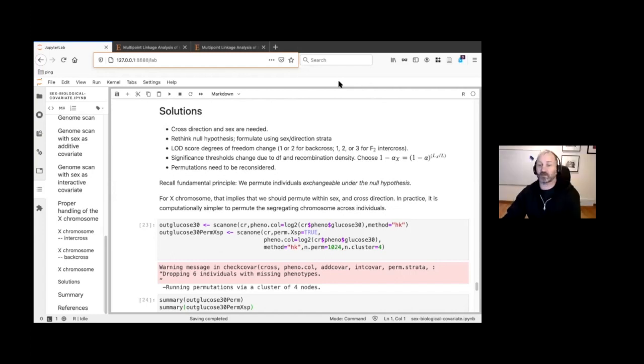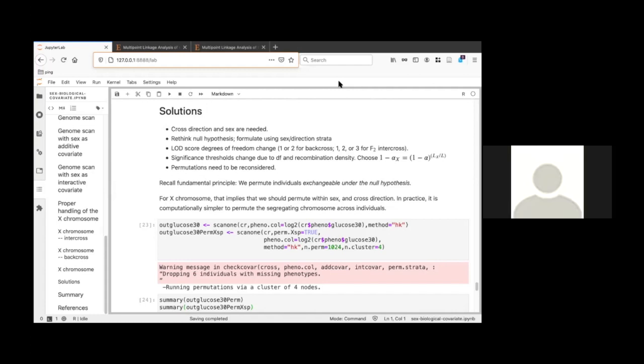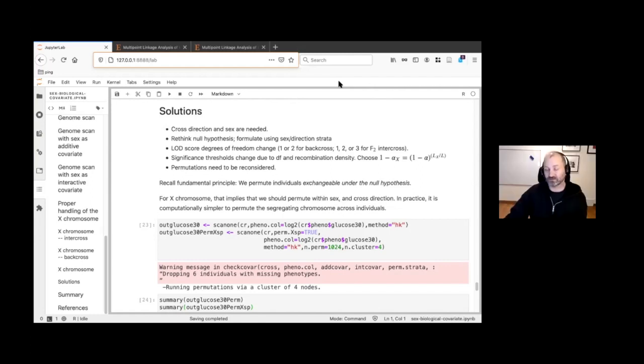For recombinant inbred lines, there shouldn't, I think, be a degrees of freedom difference between autosomes and X chromosome. Got it. The density of recombinations is different. That's true.